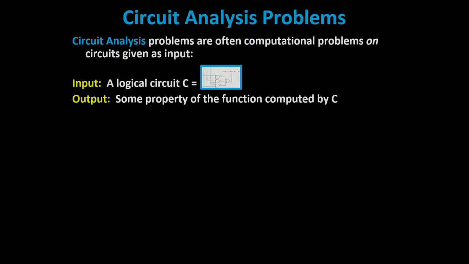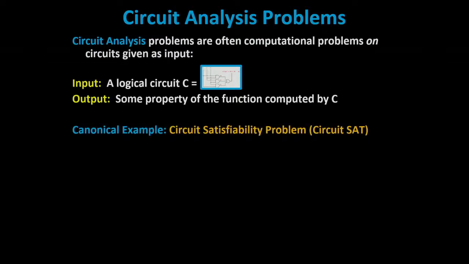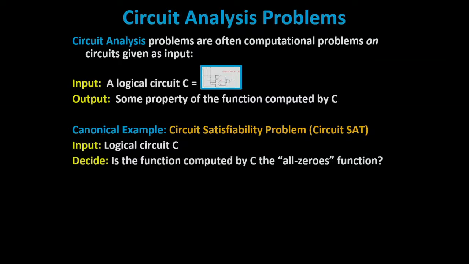This circuit is taking some number of inputs and outputting, say, a single bit, and I want to know some property of the truth table, the string of that function. So the canonical example of this is the circuit satisfiability problem, circuit SAT, where your input is a logical circuit C, and you want to decide: is the function computed by this circuit the all zeros function, or does it have an assignment that makes the circuit print 1?